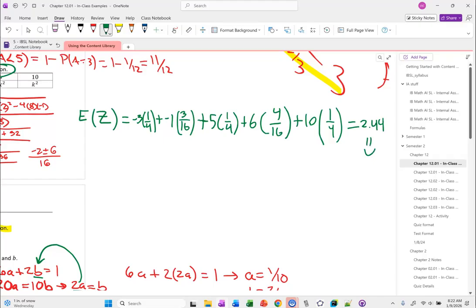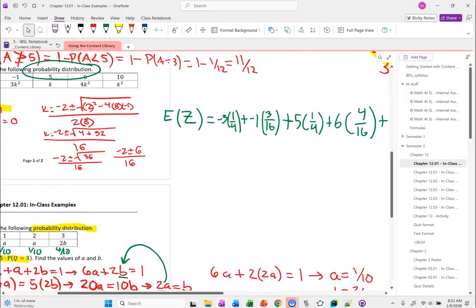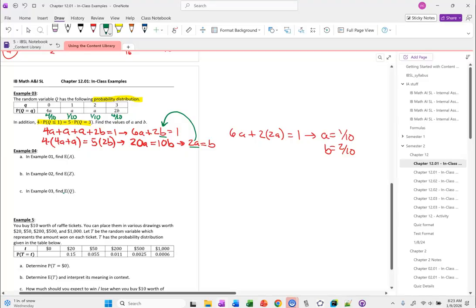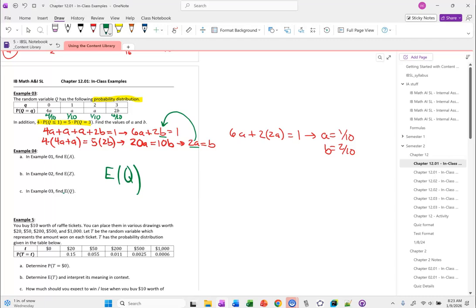Thanks, Anthony. And then the last part was the expectation for Q. Emerson, get it. Bring that calc with you, too.